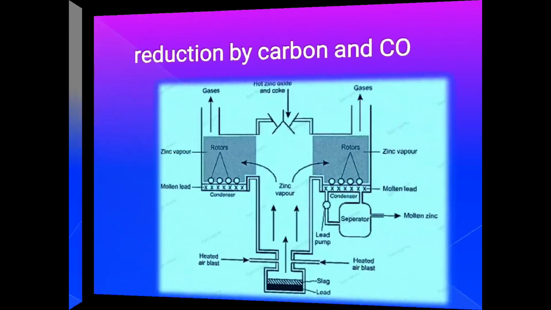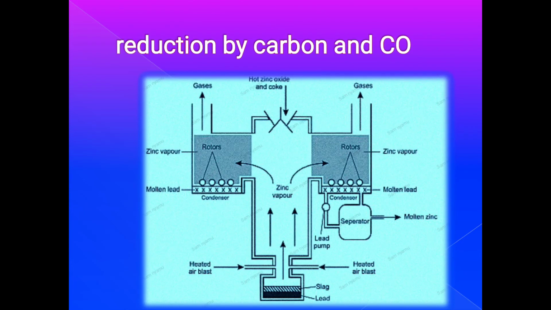We look at the next method through which we can obtain our zinc, and this is reduction by carbon and carbon II oxide. If we look at this setup, you note that we have hot zinc oxide and coke getting in through this topmost part here, and then getting to the bottom, and then we have this hot blast of air. And from this, what happens?